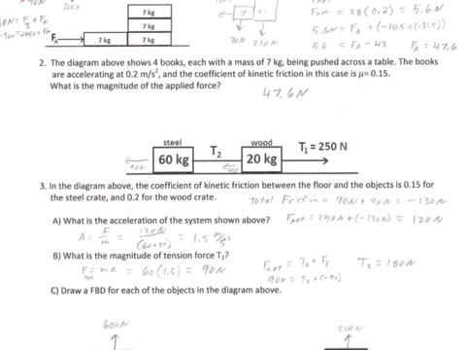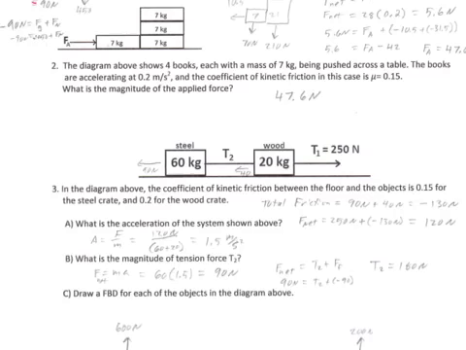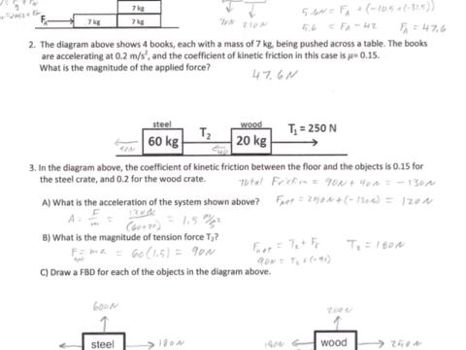Alright. The diagram above, the coefficient of friction is 0.15. So the first thing I'm going to do is figure out what the normal force is and use the normal force to figure out what the friction force is.